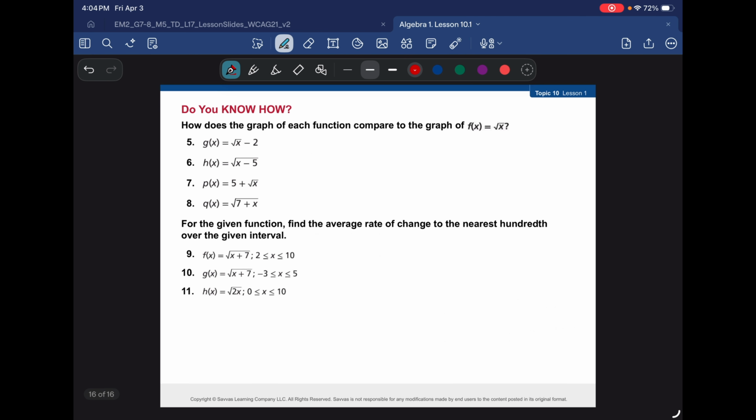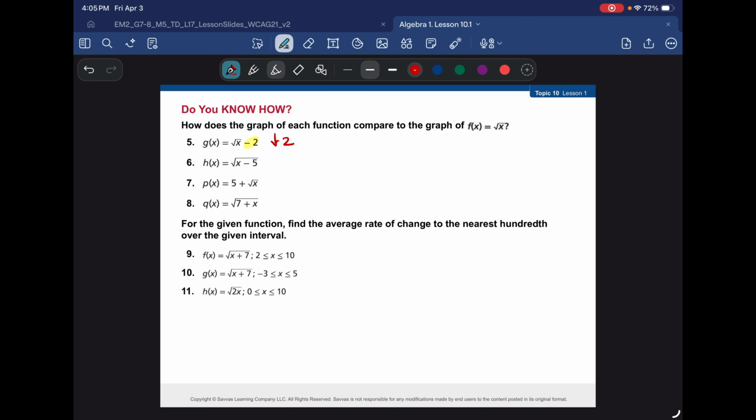Okay, the "Do you know how" section. How does the graph of each function compare to the graph of f of x equals the square root of x, or the parent function? And I'm just going to use arrows as we evaluate the translation rules. For number 5, all right, -2. That is happening outside the parentheses. The change is happening to the output. So that means this is a vertical translation. That means we are shifting the graph down 2 units.